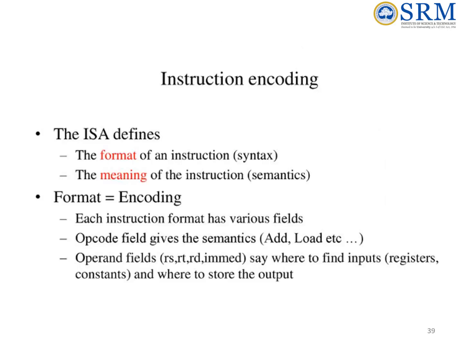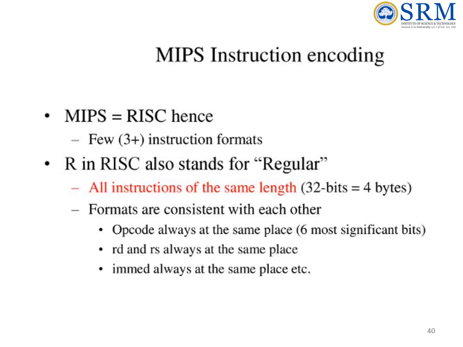So instruction encoding: the ISA defines the format of an instruction, that is syntax, and the meaning of an instruction, which is semantics. Format is encoding. Each instruction format has various fields. The opcode field gives the semantics. Operand fields say where to find inputs and where to put outputs.